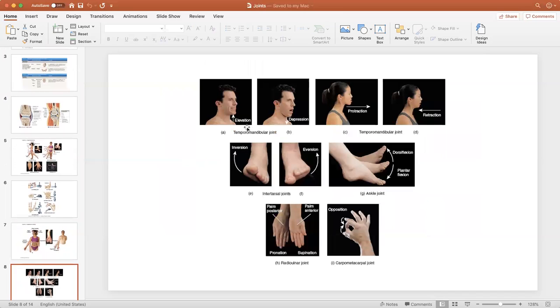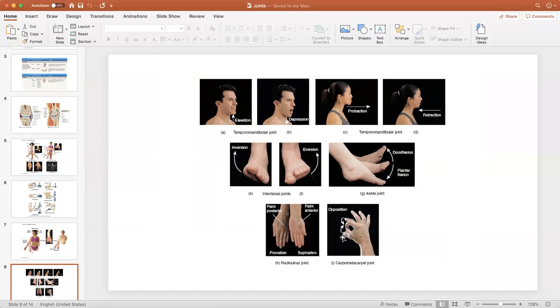We have movement of the jaw: elevation, where you bring it up; depression, where you bring it down; protraction, where you protrude it outward; and retraction, where you bring it back. Inversion and eversion. So inversion, you're going to bring the bottom of your foot medially, you invert it, and then eversion, you bring it laterally. Dorsiflexion, where you bring your foot towards your shin, bring it up, toward the dorsum of your foot, and then plantar flexion towards the plantar surface of your foot.